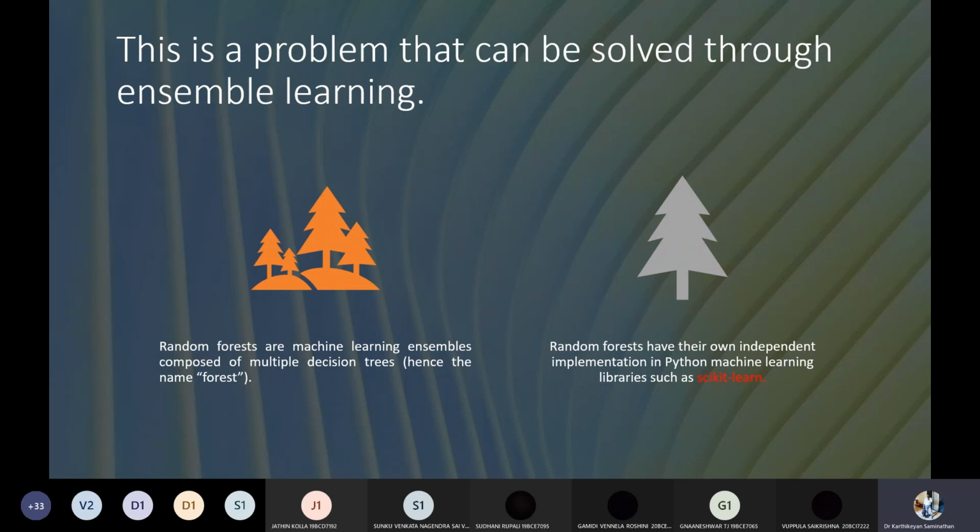Random forests are machine learning ensembles composed of multiple decision trees, hence the name forest. Since it includes multiple decision trees, we call this a forest. Random forests have their own implementation in Python machine learning libraries using scikit-learn. Scikit-learn is one of the famous libraries to implement your random forest.